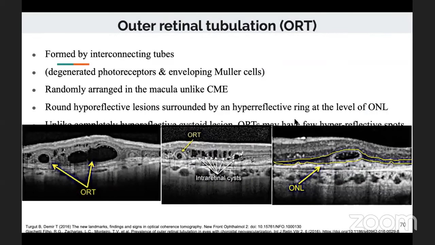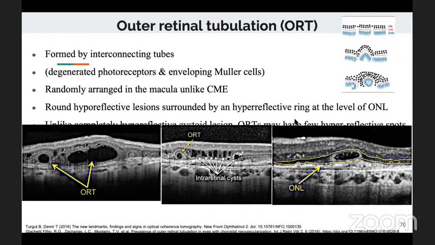Pukhraj, can I ask you to conclude your presentation? Yeah, just the last few slides.